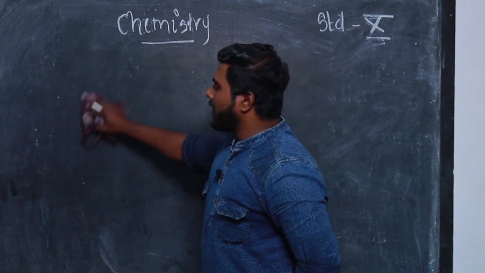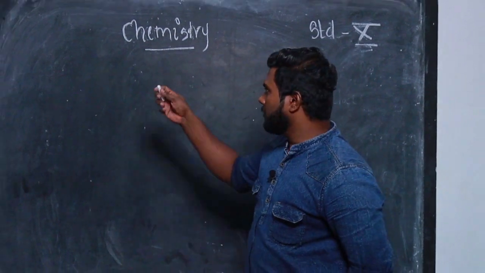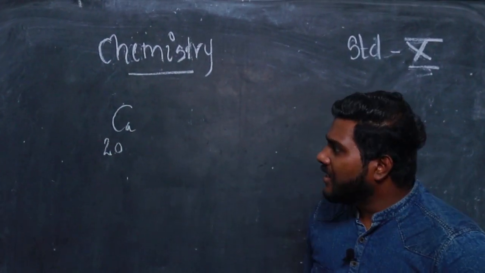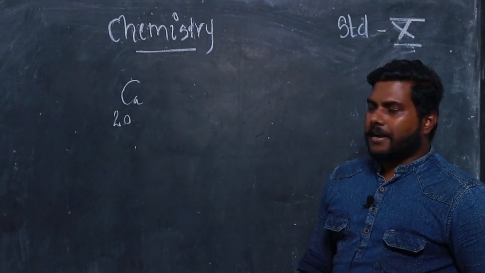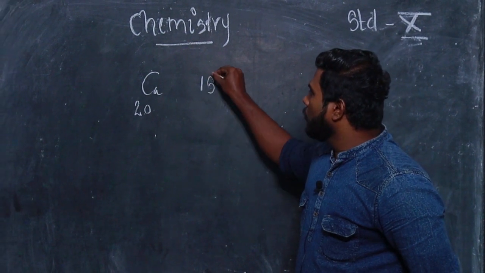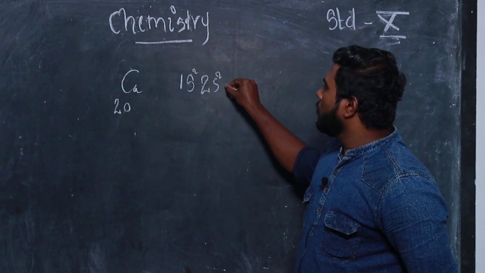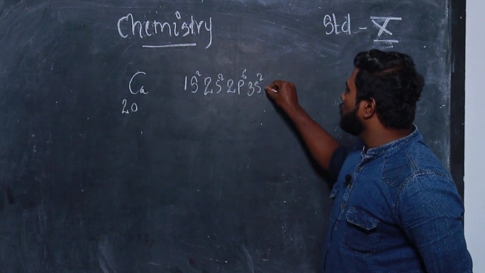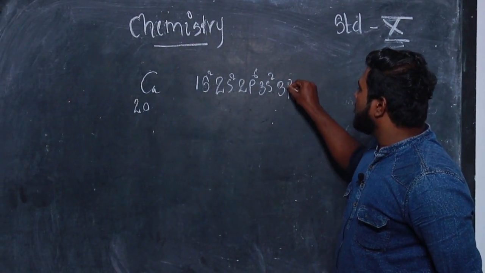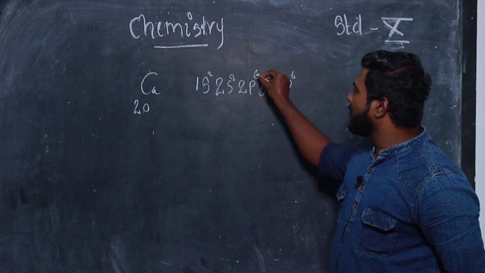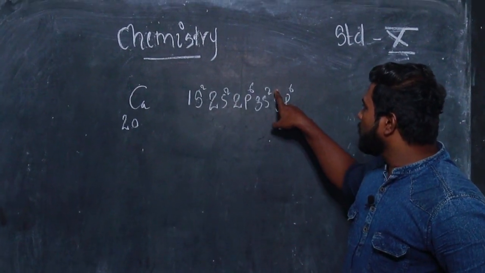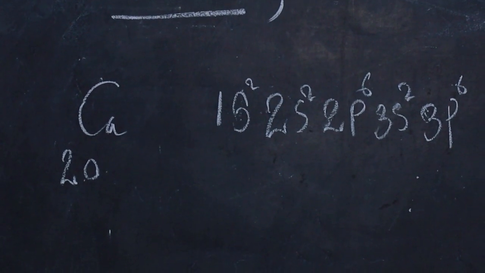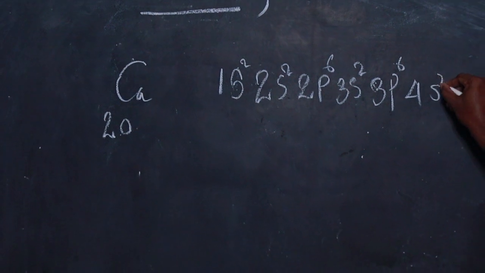I want to explain one more example, that is calcium. You know that the atomic number of calcium is 20. How to write the subshell electronic configuration? That is 1s2, 2s2, 2p6, 3s2, 3p6. I want to check that here: 2 plus 2 is 4, plus 6 is 10, plus 2 is 12, plus 6 is 18. Here 20 protons are there, then you know that 4s2.